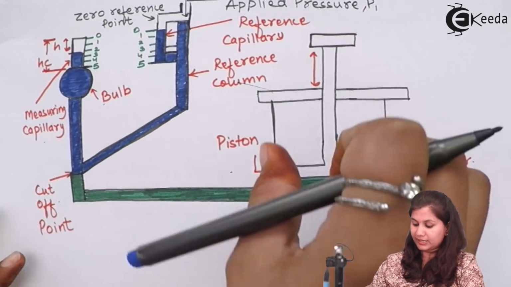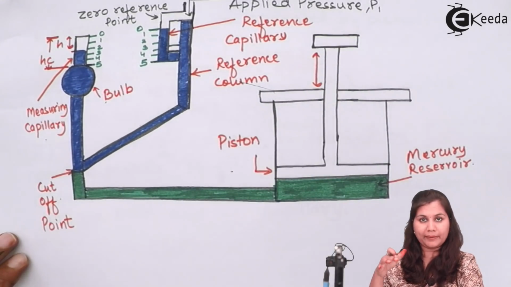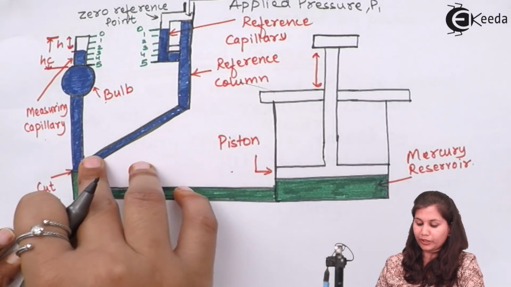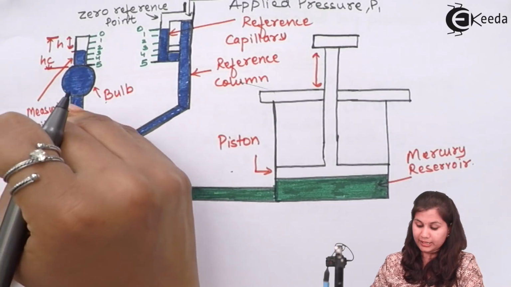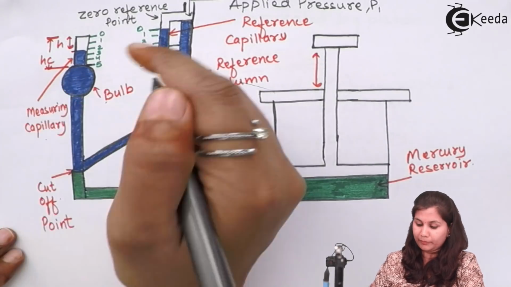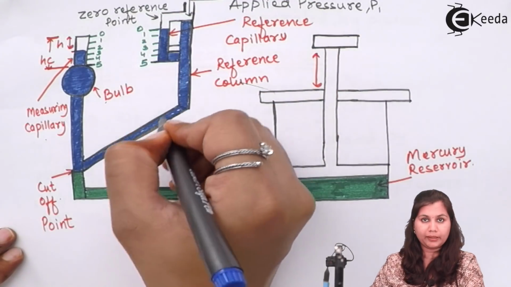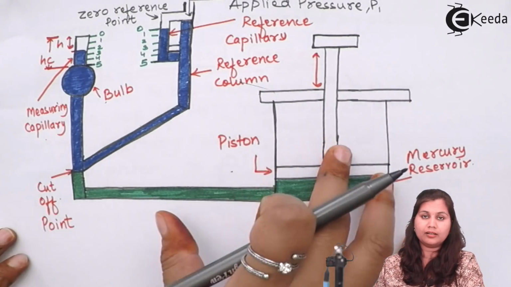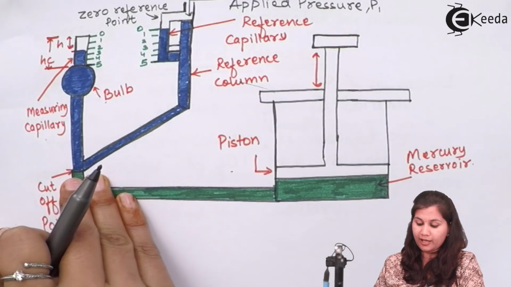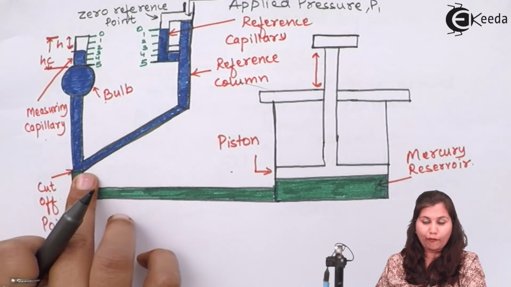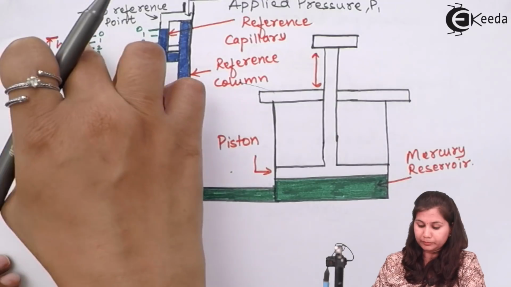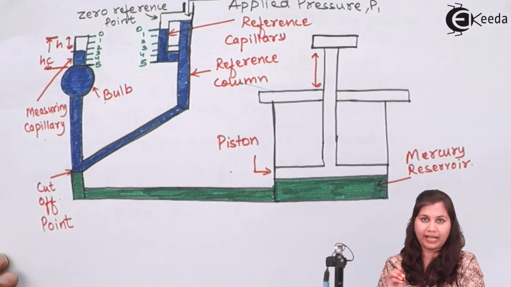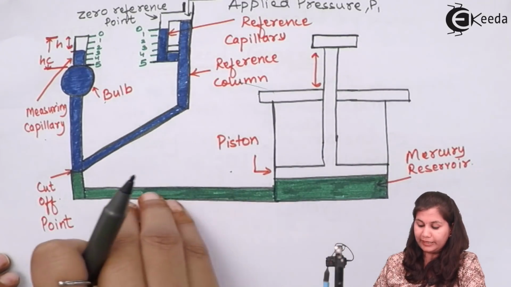So when we are pressing the piston and increasing the mercury level, this applied pressure is going to fill the measuring capillary and the bulb, because from here the applied pressure is coming. Pressure is coming out here, and from here also we are pressing the piston, so the mercury level is increasing. Now when this mercury level reaches the cutoff point, the measuring capillary and this bulb are filled by some amount of gas in it. So the level is increasing.